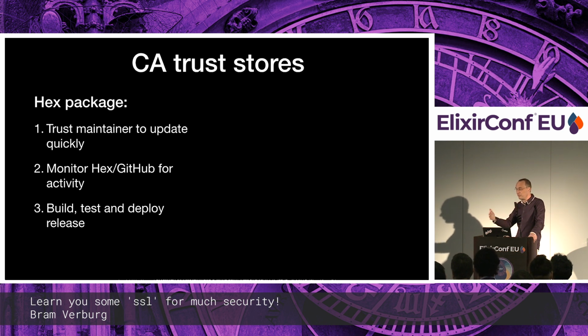So if a root certificate is no longer trusted, you need to remove it from your CA trust store. So you need to trust someone to actually keep the package up to date. You then need to monitor Hex or GitHub to make sure you're aware of changes. And then when you actually want to deploy the change, you need to build and test and deploy a release, because it's packaged inside your release. You can't just go and dig into some directory on your deployment server and change a couple of files around.